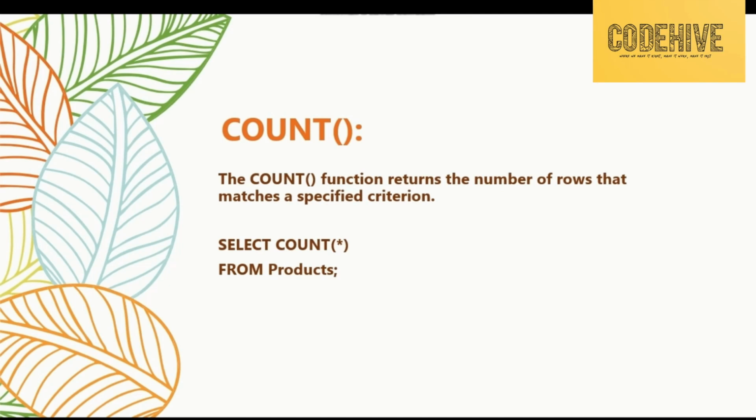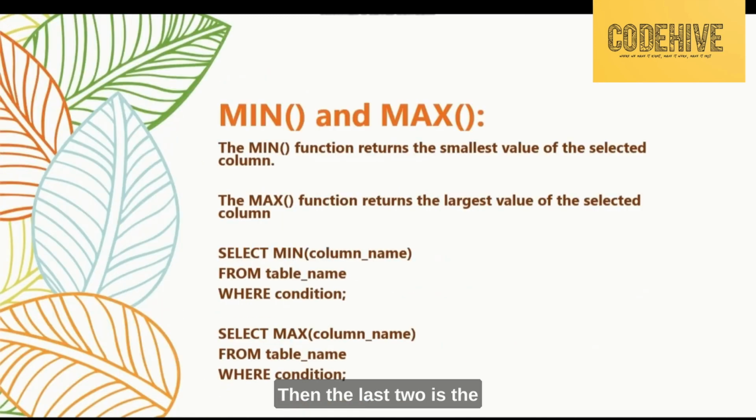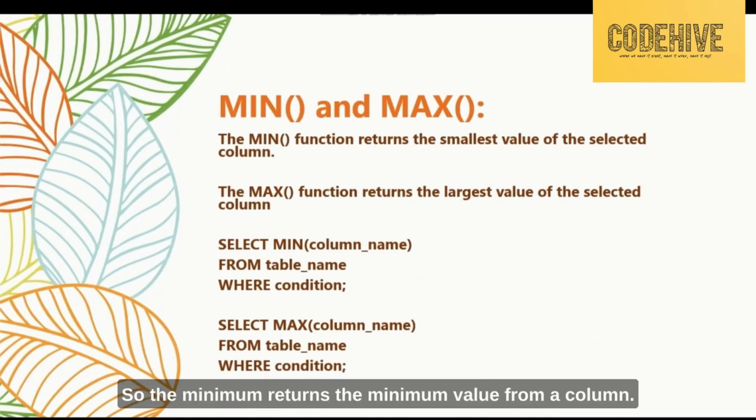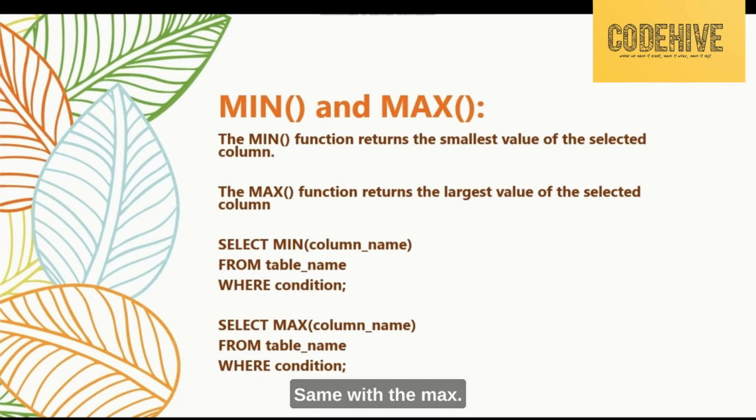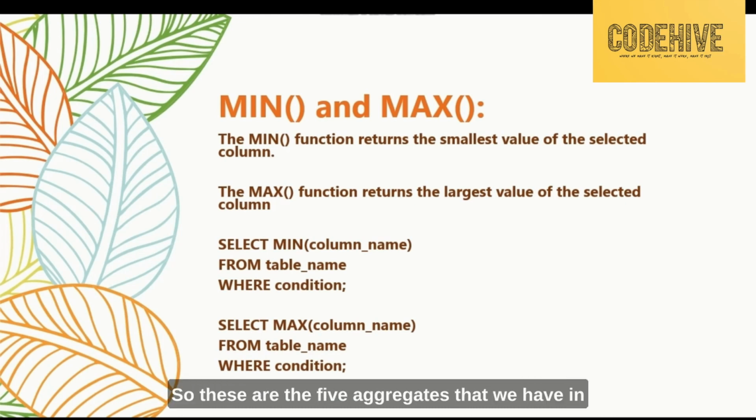Okay, then the last two are the minimum as well as the maximum. The minimum returns the minimum value from a column. The maximum returns the maximum value from a column. The syntax is as follows: select min, column name from table where condition. Same with the max. Select max, your column name from your table where condition. So these are the 5 aggregates that we have in SQL, and we'll be looking at examples right now.